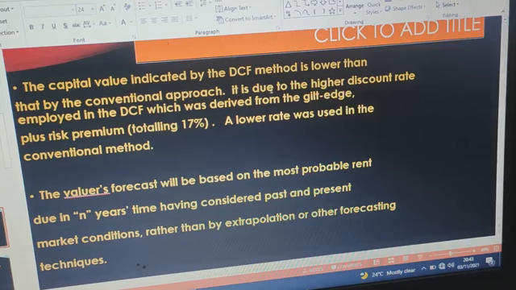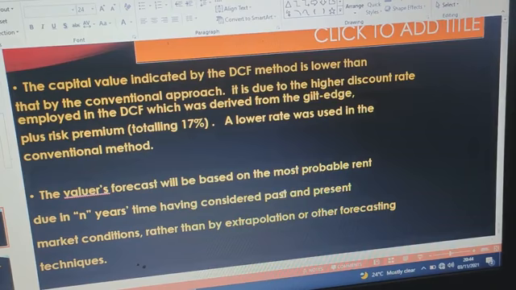This is due to the higher discount rate employed in the DCF, which was derived from the gilt-edged rate plus risk premium, totaling 17%. A lower rate was used in the conventional method. The DCF, unlike the conventional method, requires a more specific income flow and pattern. That is, periodic increases, income growth, must be accounted for, hence the valuer should forecast rents and discount at a rate sufficiently higher than the risk-free rate.